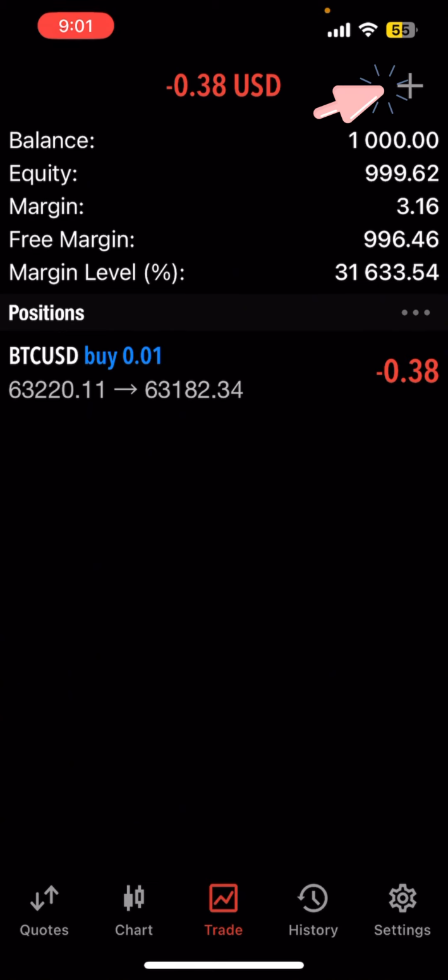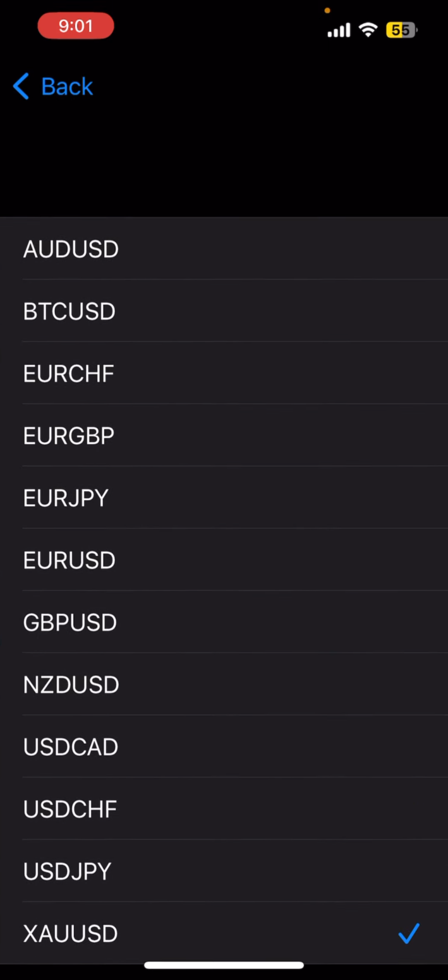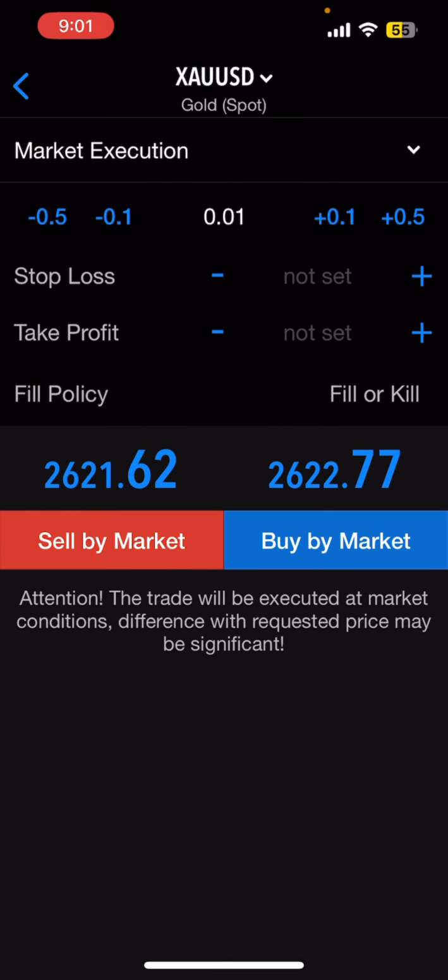So if we go to the top right and click the plus button here, you would then be taken to this menu where you're going to execute your trades. So XAUUSD, which is gold, or any other currency pair, you can come here and click it, and you will be able to take a trade on it. Market execution, as you see in here, is to take the trade now, instantly.